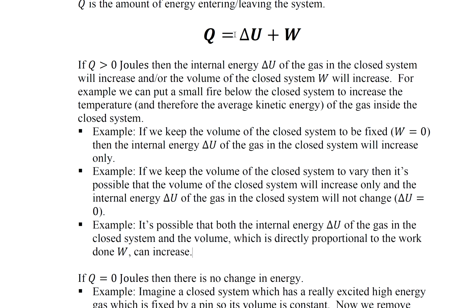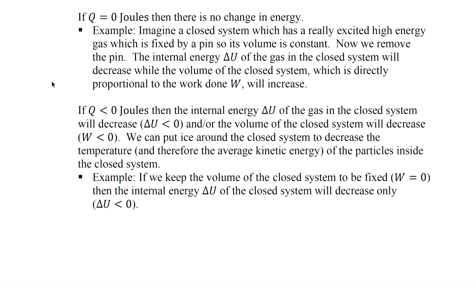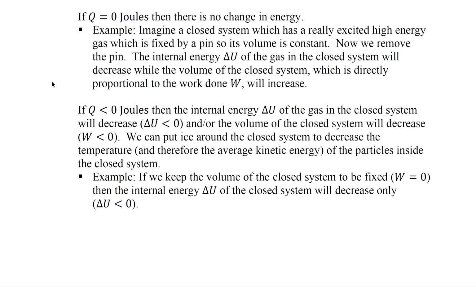So if Q gets bigger, then both delta U and W could get bigger, or just one of them, while the other one remains zero. If Q is equal to 0 joules, then there is no change in energy. So imagine a closed system which has a really excited high energy gas which is fixed by a pin, so its volume is constant. Now we remove the pin. The internal energy delta U of the gas in the closed system will decrease, while the volume in the closed system, which is directly proportional to the work done, W, will increase.